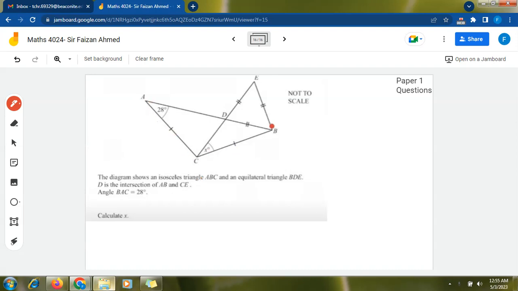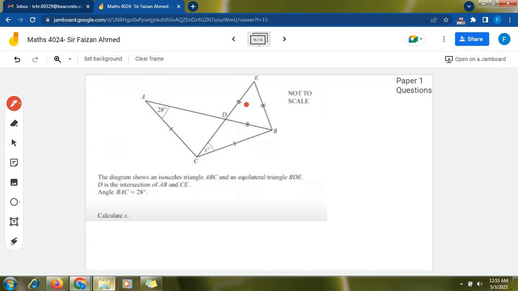This ABC triangle is basically an isosceles triangle. You can see the mark over this side AC and side CB. These two sides are equal to each other, that is why this is an isosceles triangle. And the other information is that we also have an equilateral triangle BDE. So this triangle BDE is an equilateral triangle.